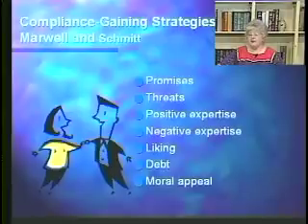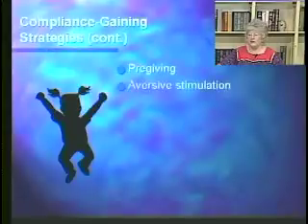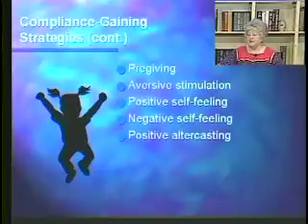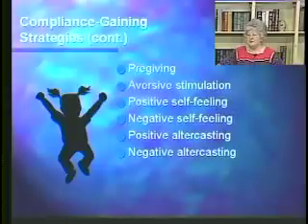And think about how you use these different strategies, promises, threats, expertise, liking, debt, moral appeals. Got some more of them here. Pre-giving, you give stuff in advance so the people will owe you later. Aversive stimuli, positive, negative self-feelings. You'll feel so good if you do this, or you're going to feel really rotten if you do that.